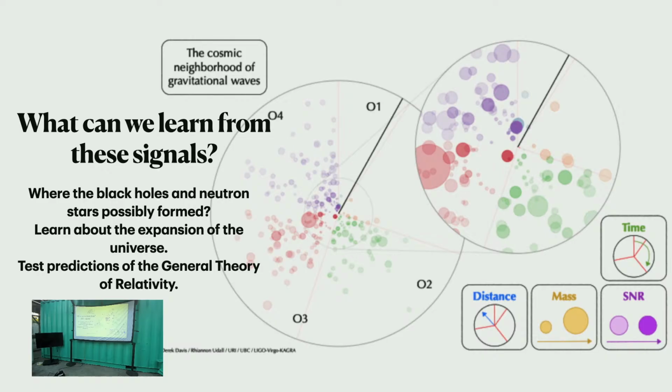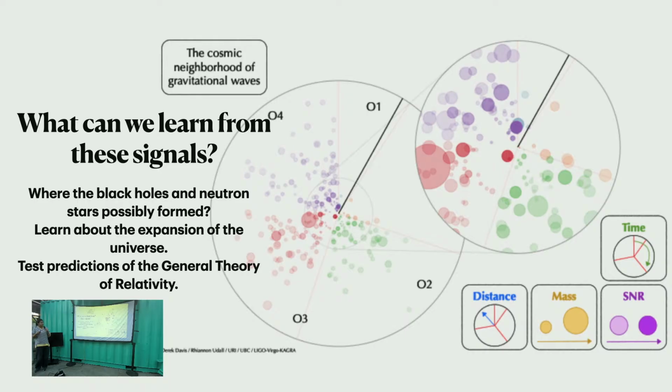We can learn about the expansion of the universe. Like I mentioned, we can extract information about how far these events are happening, which means we try to get information about what redshift at which these events are happening. And from that, we can start to calculate what we call the Hubble constant.